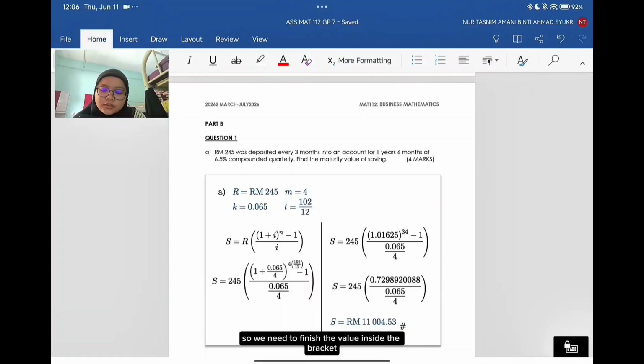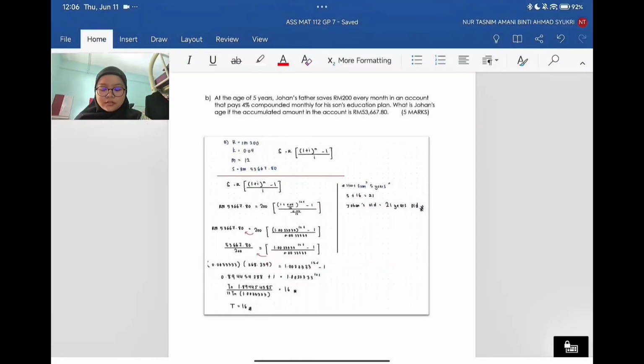So we need to finish the value inside the bracket first. We calculate, and now we get S equals 245 multiplied by (0.729892088 per (0.065 per 4)). Therefore, the maturity value of the savings is RM11,004.53.